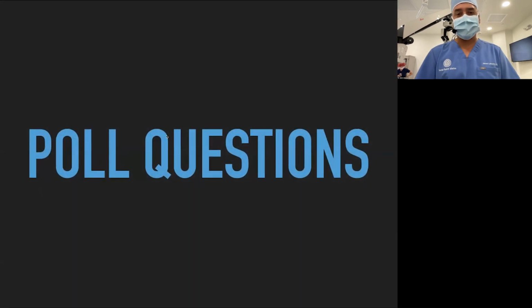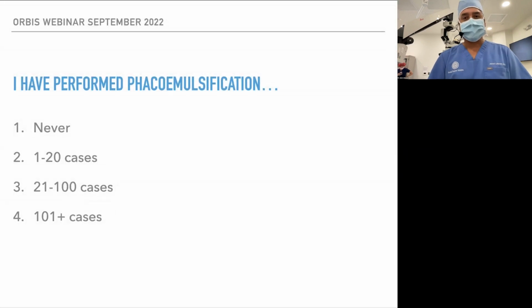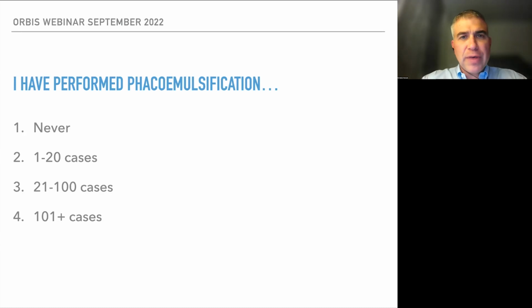We're going to start with a few poll questions to get an idea about where everybody's starting. So, Lawrence, if you don't mind pulling up the poll. I have performed phacoemulsification. 1, never. 2, 1 to 20 cases. 3, 21 to 100, or 4, more than 100. And Dr. Lehmann, even though you've done thousands of cases, you're still using this technique. So certainly this is something that everyone should learn and have in their armamentarium.